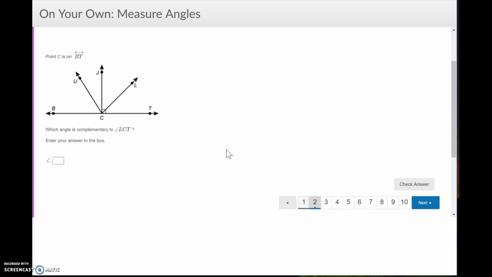Number 2. Alright, I'm going to do this one without the snip. LCT is this angle right here. We're looking for a complementary angle. That means adds up to 90 degrees. So we have this square that tells us this is a 90 degree angle. So the two angles that make 90 degrees with LCT is this, LCJ.